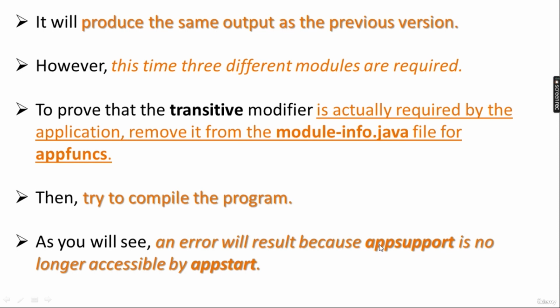Then try to recompile the program and try to access the support functions.java without adding the require statement in our first module, that is the app start module. It will give you a compile time error, because app support is not accessible by app start. If you remove the transitive keyword from that app functions module, your app start will not have access to the app support module.